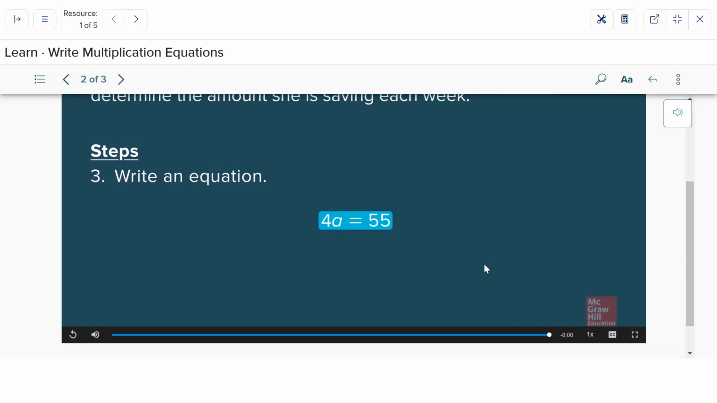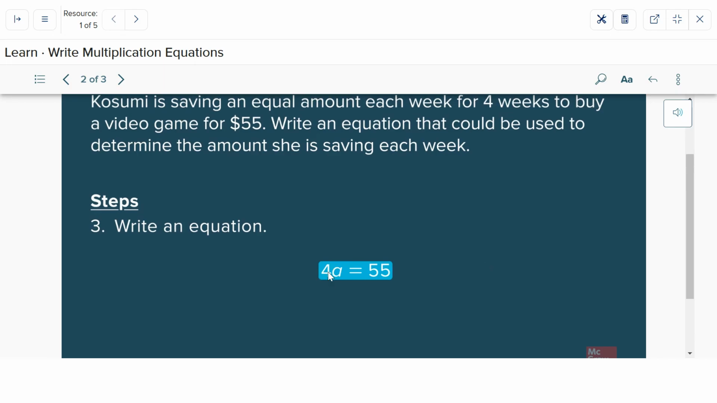Cool, thanks, robot lady. Just note that in this case we are writing 4a to represent 4 times a. It's not wrong to use the little dot, but I really want to discourage you from using the x in this situation because once we get into algebra, which we are, the x is a very common variable. So this is the best format to use.